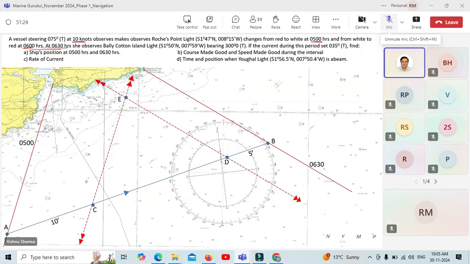Okay, so how did we get point F, guys? We drew the CTS through the third PL, the third PL which is transferred, and we got F. And from F, we go to G now.